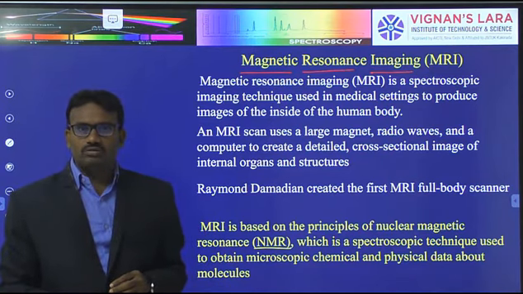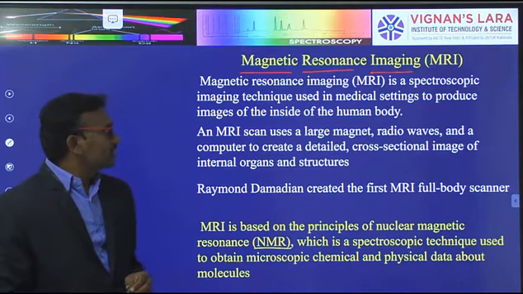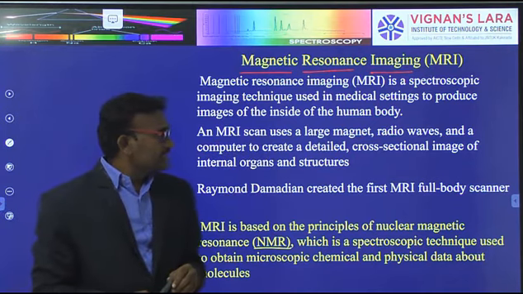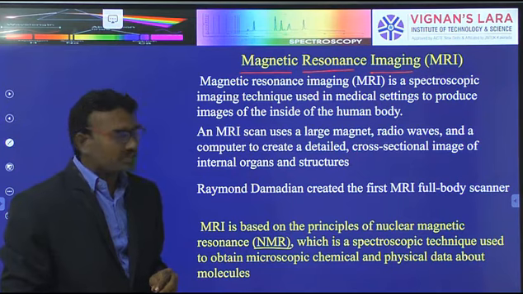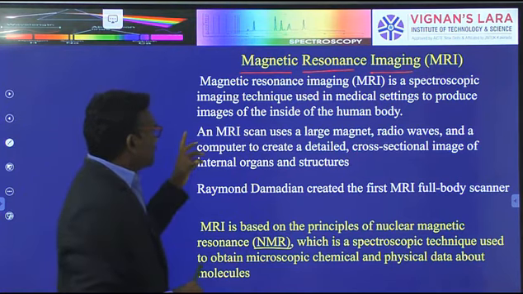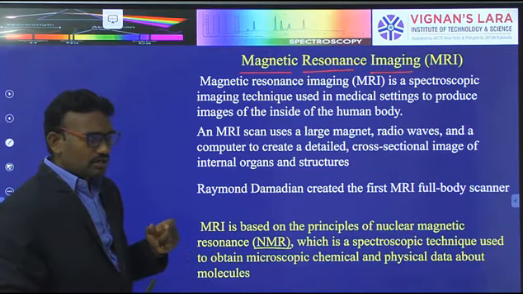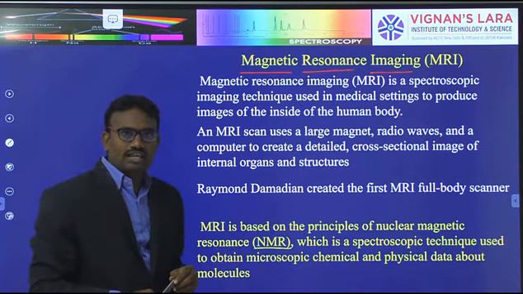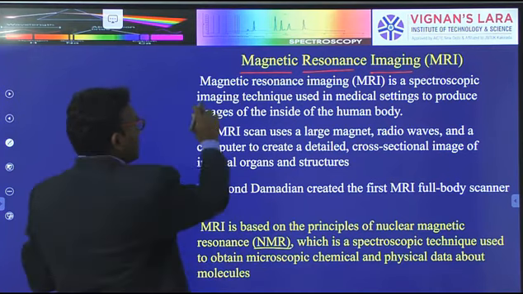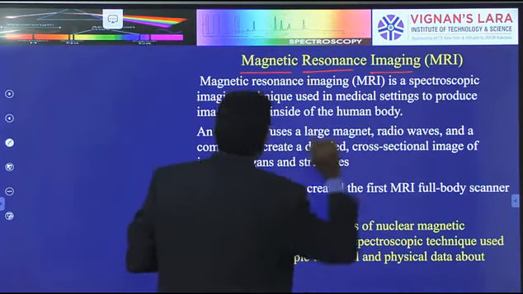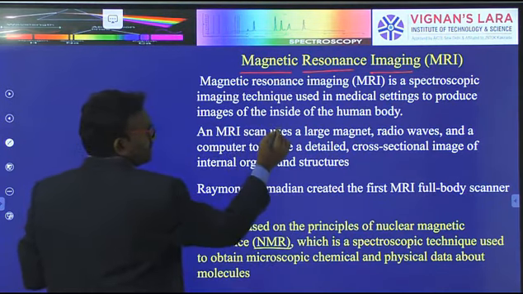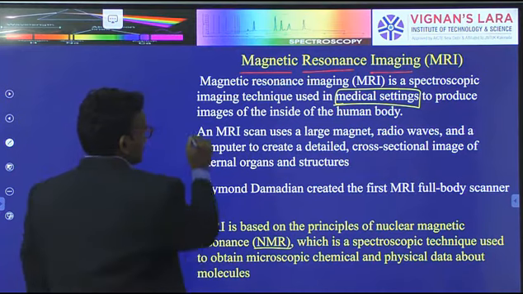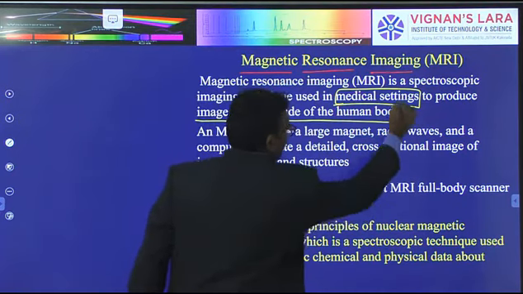Today we discuss MRI, magnetic resonance imaging. Magnetic resonance imaging is a spectroscopy, and the technique depends on the technology of nuclear magnetic resonance. MRI is an imaging technique used in medical settings to provide images inside the human body.